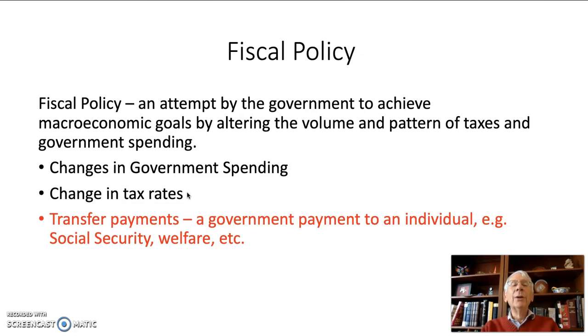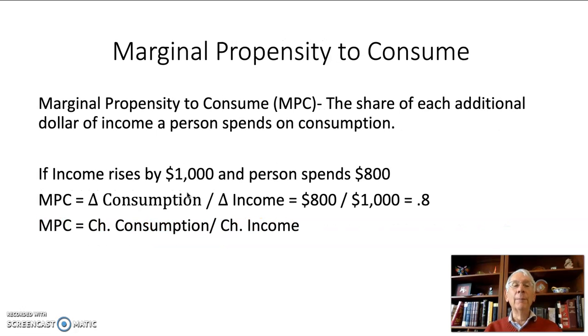Now, I'm going to elaborate a little bit more on this, but there's another thing called transfer payments. A transfer payment is when the government gives money to an individual. Example, Social Security, welfare, or as you probably heard in the news, right now the government is giving people that make less than $75,000 a year, $1,200 a person. Not bad. It's a transfer payment when the government just gives someone money.